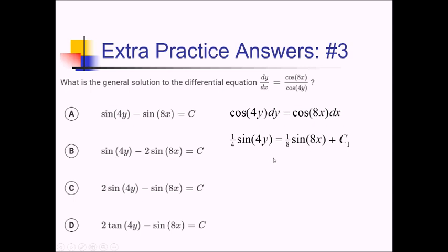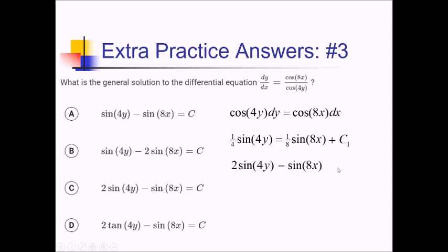And to get rid of the fractions, I'm just going to multiply by 8. That would get rid of both fractions. So when the dust settles, I have 2 sine of 4y minus, because we subtracted to get this second one over here, minus sine of 8x.